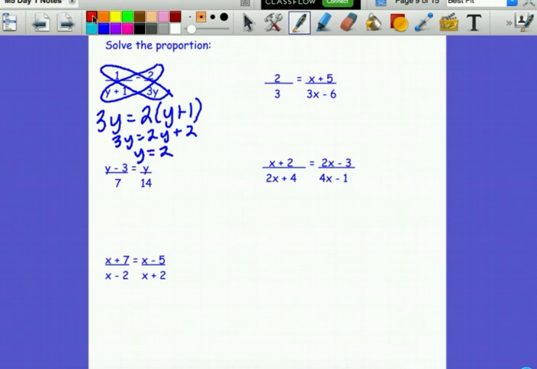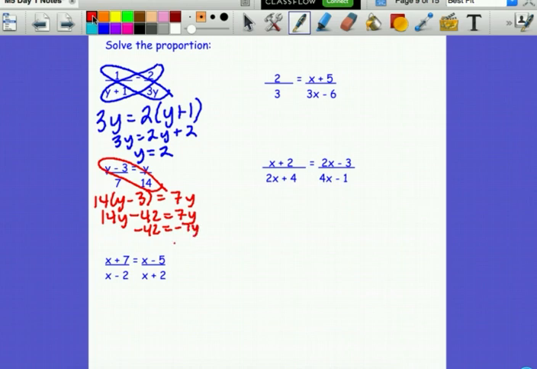Then I'm going to move down the line here. We're going to cross multiply 14 times y minus 3 equals 7 times y. So 14y, 3 times 14 is going to be 42, so minus 42 equals 7y. Negative 42 equals negative 7y, so y is 6, and so on.